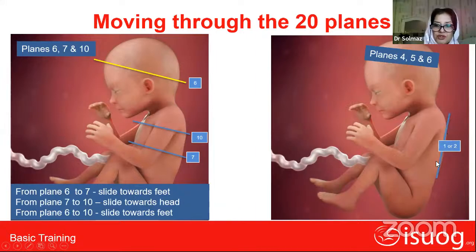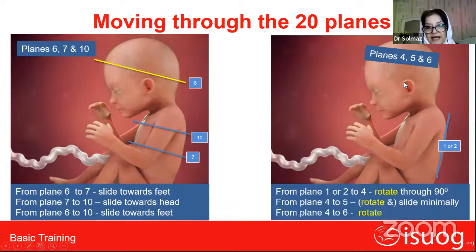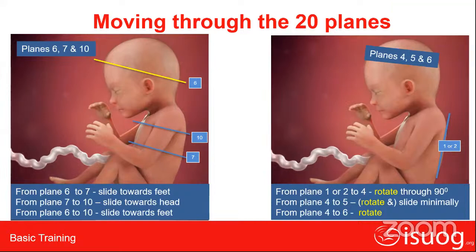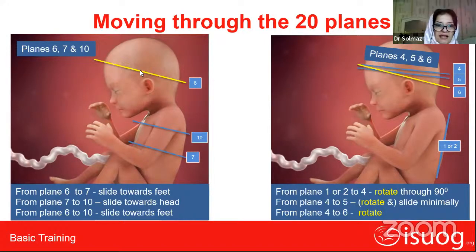When we are in plane 1 or 2, basically when we are visualizing the spine at the sagittal or coronal view, sagittal is plane 1, coronal is plane 2, we need to rotate our probe to go to plane 4, 5, and 6. And always, when we find an abnormality, it is worthwhile to look at it from different planes. So if we see a nuchal edema or a cystic hygroma, it's worthwhile to go again to plane 1 or 2 and to check things in all three planes, sagittal, coronal, and transverse. So again, the depiction of the planes, how we find them.